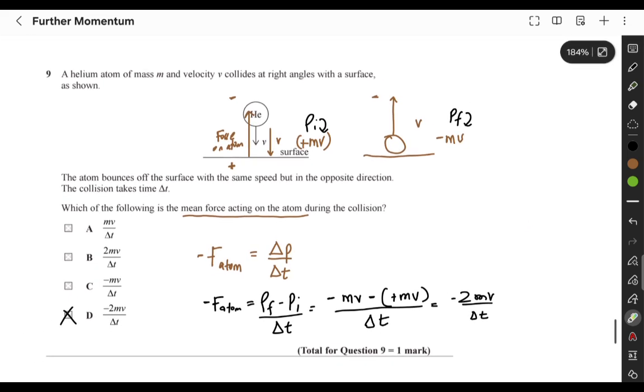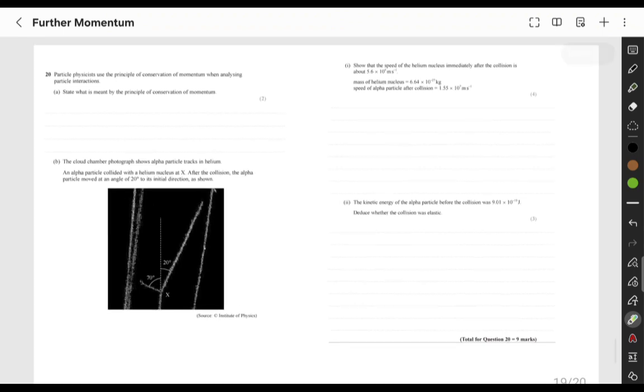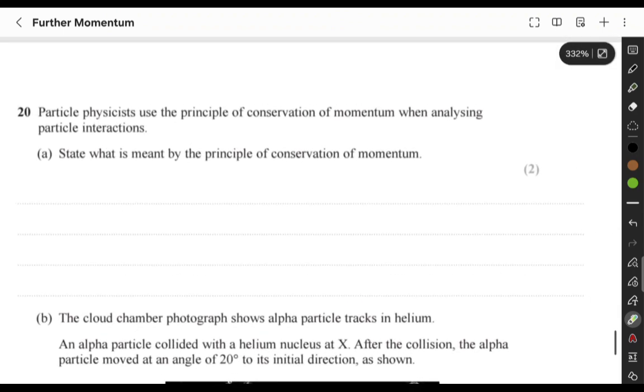Now let's move on to the next question. So now let's do question number 20. Particle physicists use the principle of conservation of momentum when analyzing particle interactions. Part A, state what is meant by the principle of conservation of momentum.